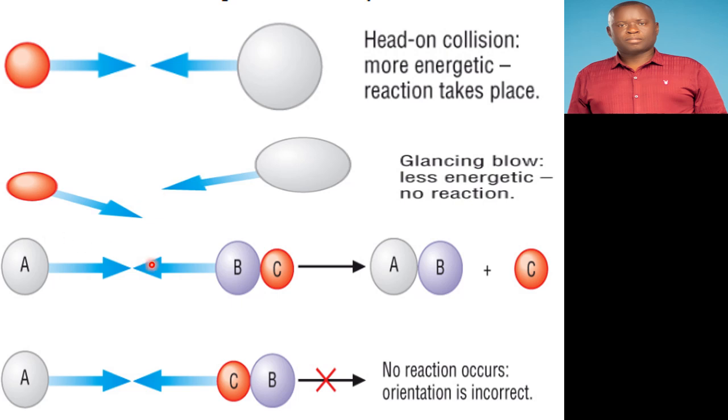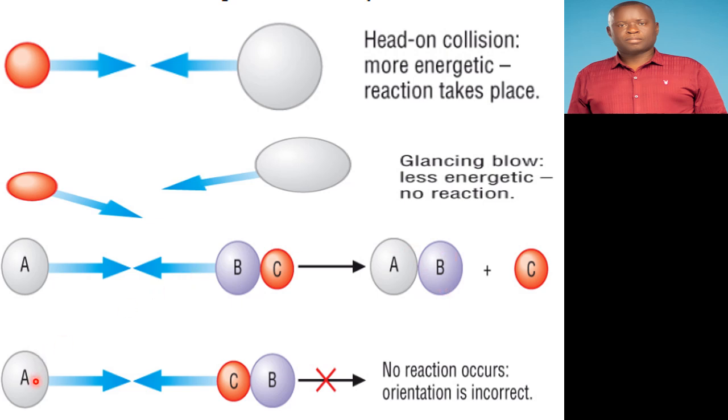All right. But also, even after the particles have collided, if they have not collided correctly, for example, if you look at molecule A colliding with molecule BC here, for a chemical reaction to happen, molecule A should hit molecule B, so that we form a compound here, molecule AB.